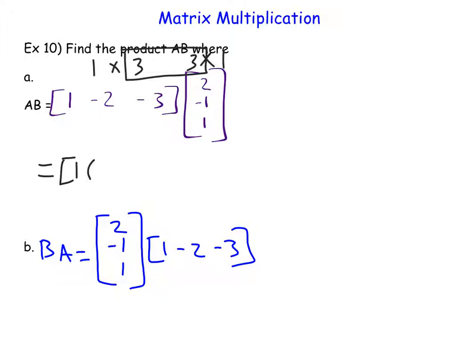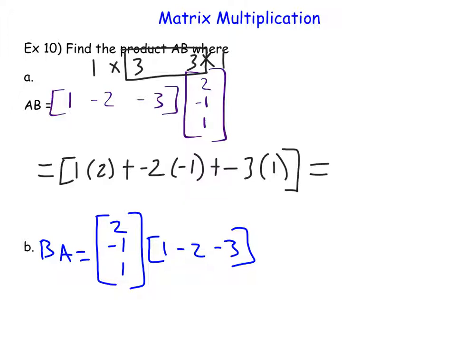We go 1 times 2. And again, I'm working my way across the first one. So I move over to negative 2. And I'm going down the second one. And there we go. Should only have one entry. Basically, as you simplify this, you have 2 plus 2 minus 3. So it is a 1 by 1 matrix with just the entry of 1. That's what you get. All right.